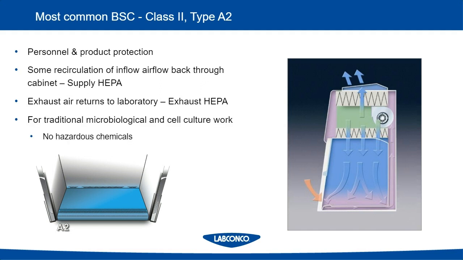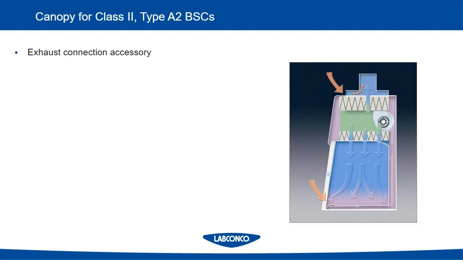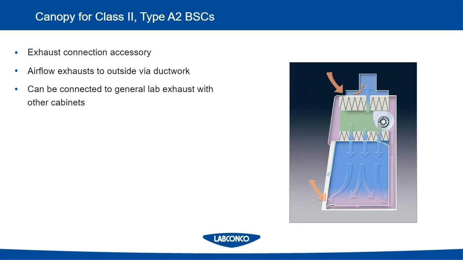So the first thing that we can do if we need to exhaust a biosafety cabinet and we're only using a very small amount of chemicals is we could put what we call an exhaust canopy on top of our Class II type A2 biosafety cabinet. This connection is provided by each BSC manufacturer and sits on top of the cabinet and allows you to connect your Class II type A2 to ductwork. What this means is that all of the air passing out of the top of the cabinet is going to be exhausted.